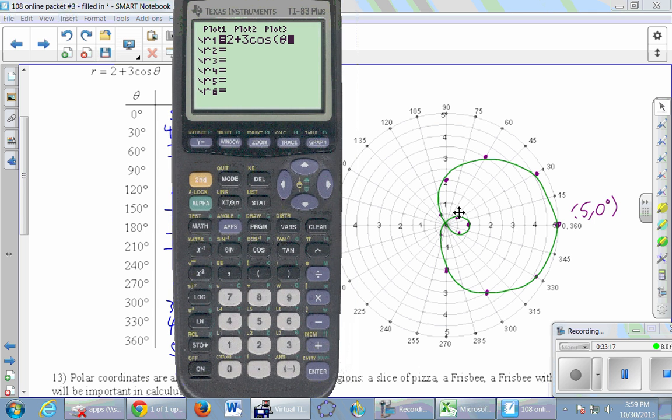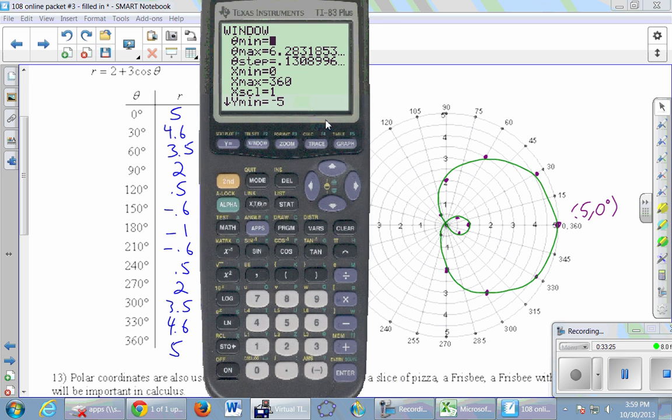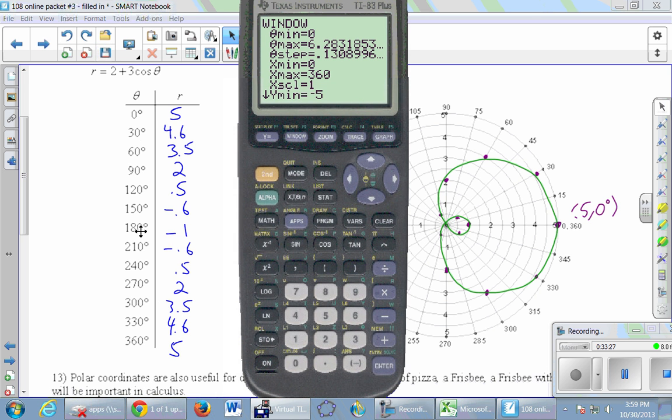Let's think about the window. Okay, let's go into window. Oh goodness. Okay, so here it doesn't even start with x min, it starts with theta min. So we've got to tell it the minimum theta, which we said was 0, and the maximum is 360. Okay, 0 to 360. That's fine. The theta step. Okay, this is a little bit of a balancing act. I'm going to put in 5. That's going to plot a point every 5 degrees, and I'll show you some of the pros and cons of increasing and decreasing that number.